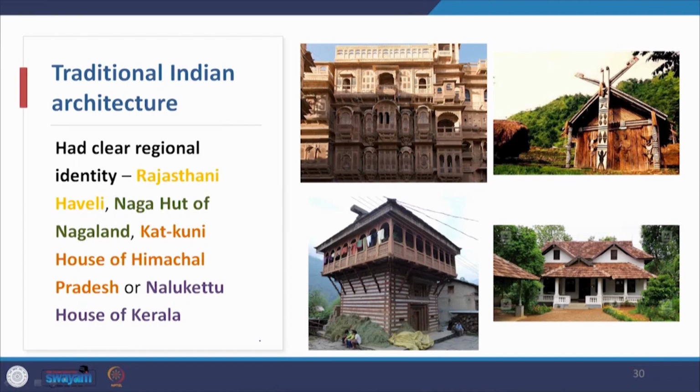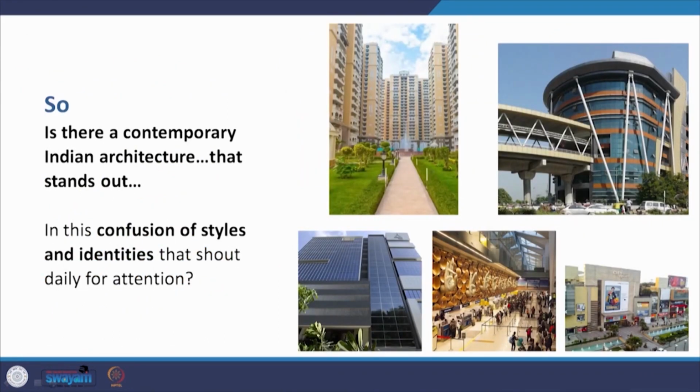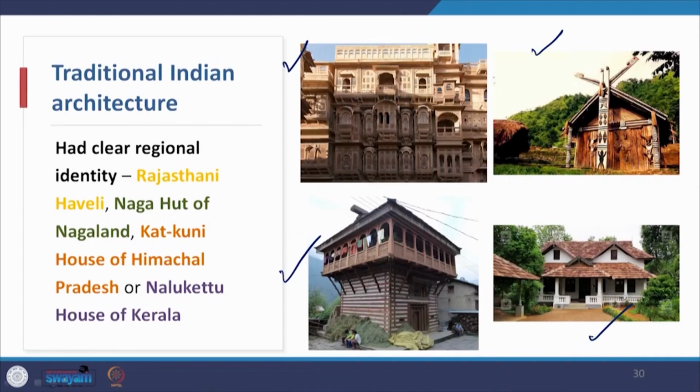Again, going back to the traditional Indian architecture, here we have this clear regional identity of a Rajasthani Haveli, or a Naga hut in Nagaland, or a Katkuni house in Himachal, or a Naluketu house in Kerala. So then, is there a contemporary Indian architecture that stands out? See, this stands out. Each and every one of these buildings stand out.